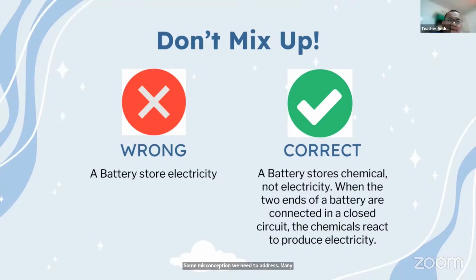Many students tell me, "Hey teacher, battery actually store electricity, right?" Well, the answer is actually wrong, because batteries don't store electricity, batteries store chemical. So when two ends of the battery are connected in a closed circuit, this chemical inside the battery will react to produce electricity. So all the batteries you see in the market, inside them is all chemical, not electricity. They must react to produce electricity, all right?